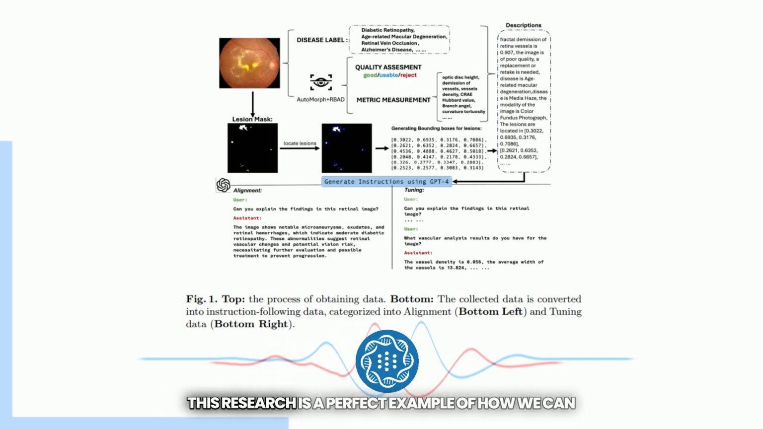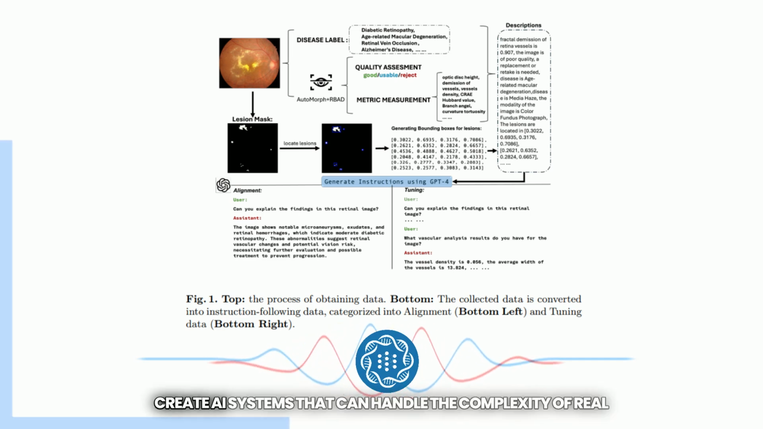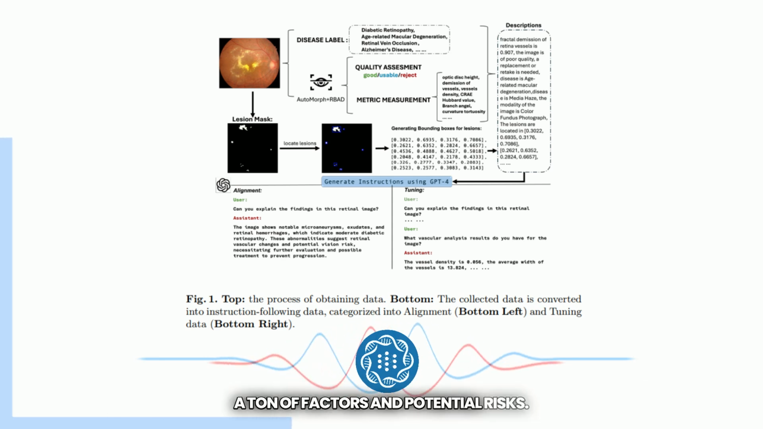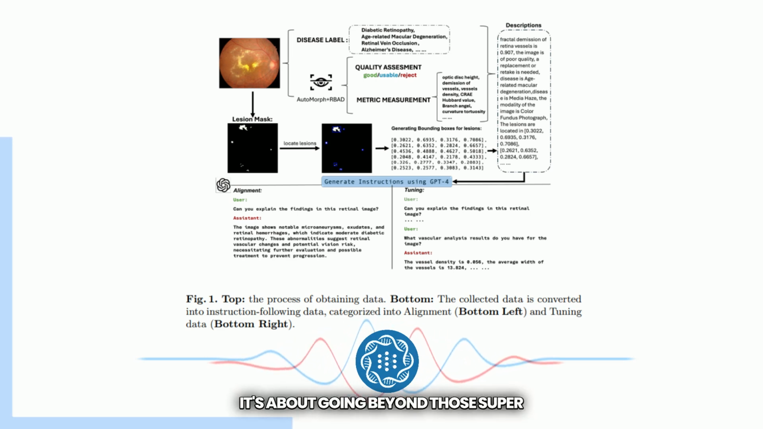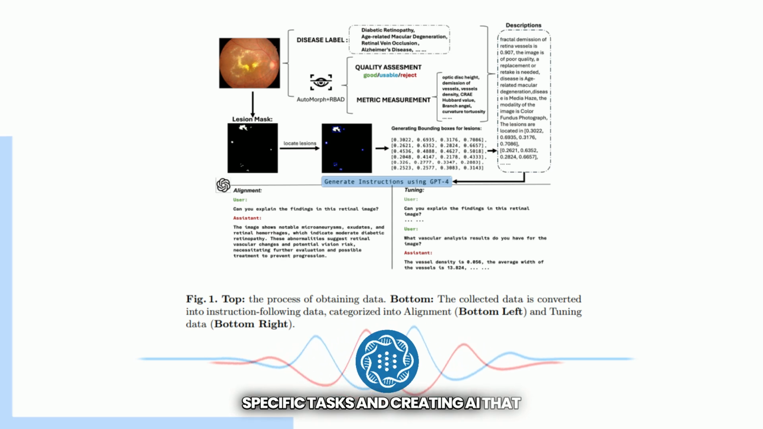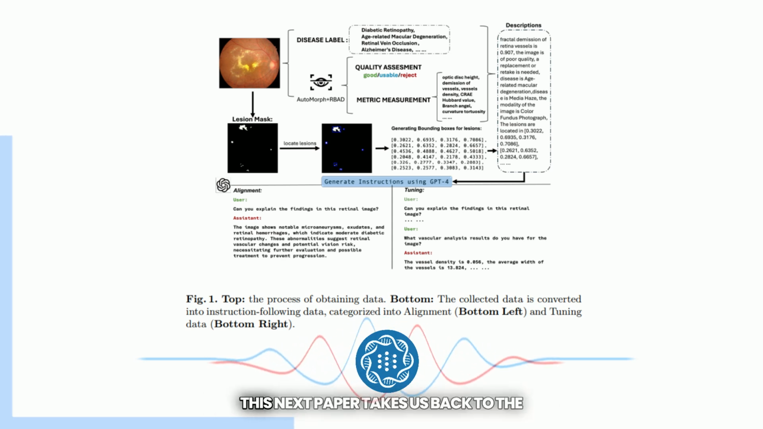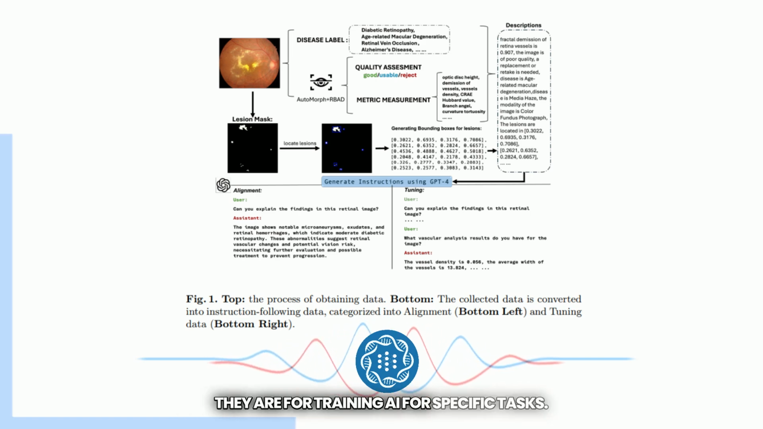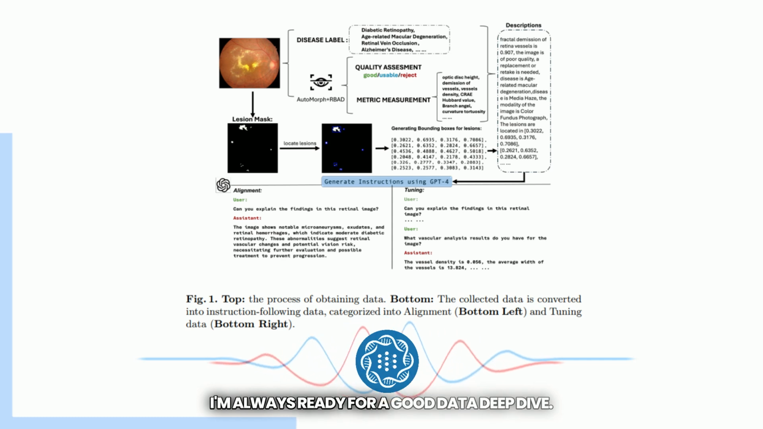Absolutely. This research is a perfect example of how we can create AI systems that can handle the complexity of real-world clinical decision-making, where you often have to consider a ton of factors and potential risks. It's about going beyond those super specific tasks and creating AI that can tackle those bigger picture problems. This next paper takes us back to the world of specialized data sets and how important they are for training AI for specific tasks. I'm always ready for a good data deep dive.